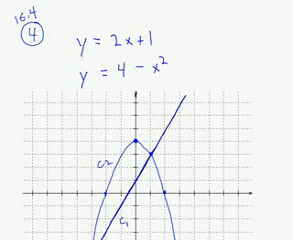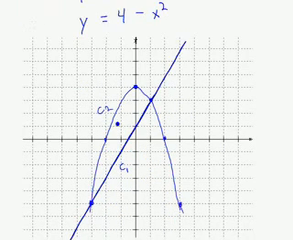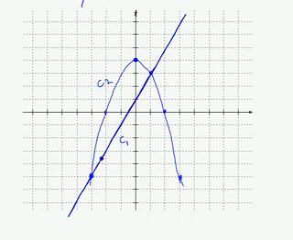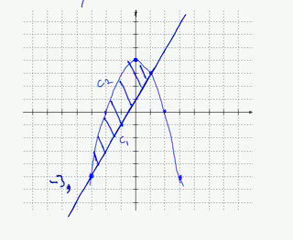Okay, this is number 4 on 16.4. We want to find the area of the region given by y equals 2x plus 1 and y equals 4 minus x squared using a line integral. So, okay, that is this region right here. The left-hand intersection point is (-3, -5). The right-hand intersection point of the two curves is (1, 3).